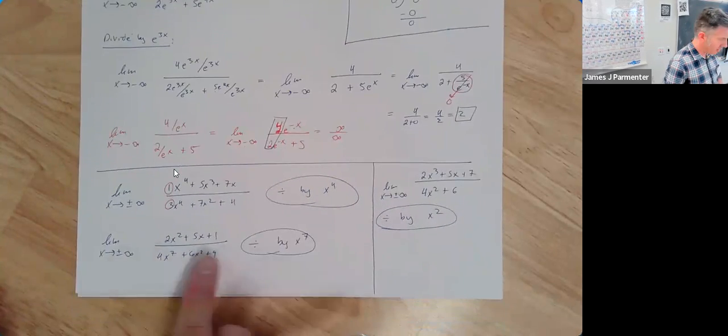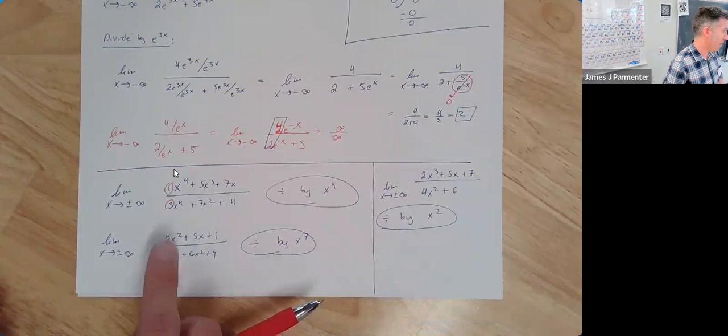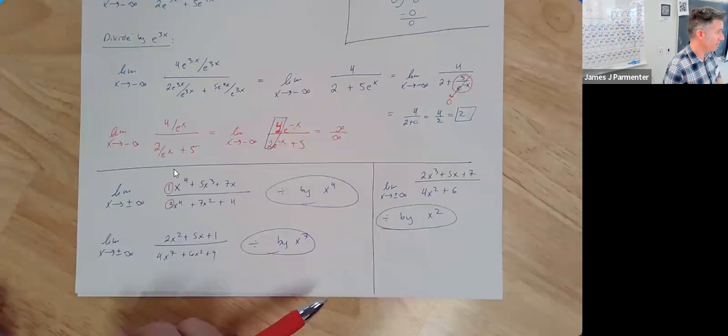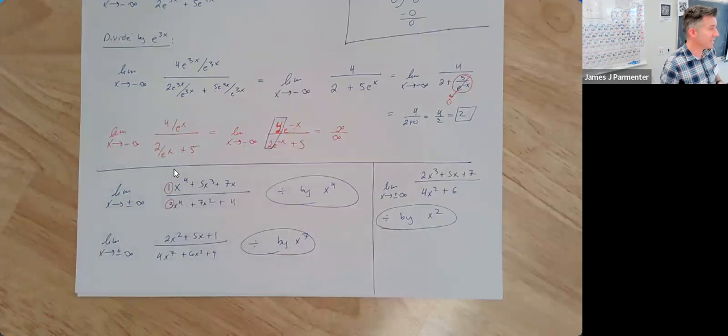What about for this one down here, where the power on the bottom is higher than the power on the top? And the bottom is growing faster than the top is growing. Yeah, I see some people nodding. It's going to be 0, because the bottom is bigger, so the fraction is getting smaller.